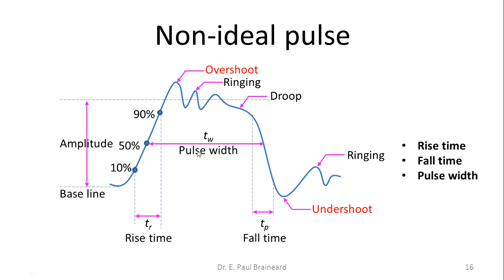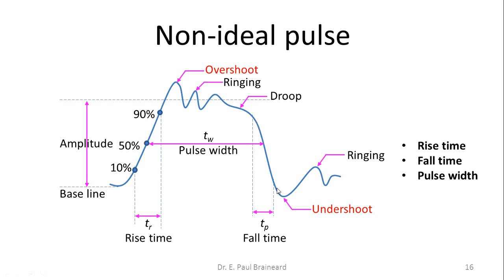Rise time for a pulse is defined as the time required for the pulse to go from low level to high level, or time required for a pulse to go from 10% to 90% of the amplitude. This is the time. So the time required for the pulse to go from 10% to 90% is defined as rise time. Similarly, fall time. The time required for the pulse to go from high level to low level, or time required for a pulse to go from 90% to 10% of the amplitude.